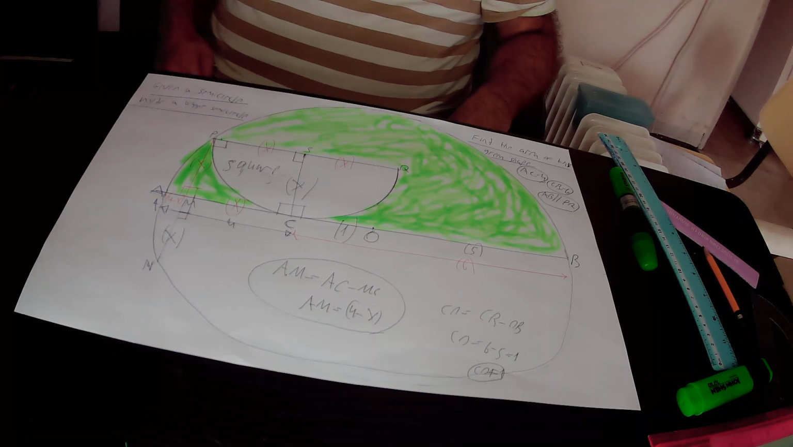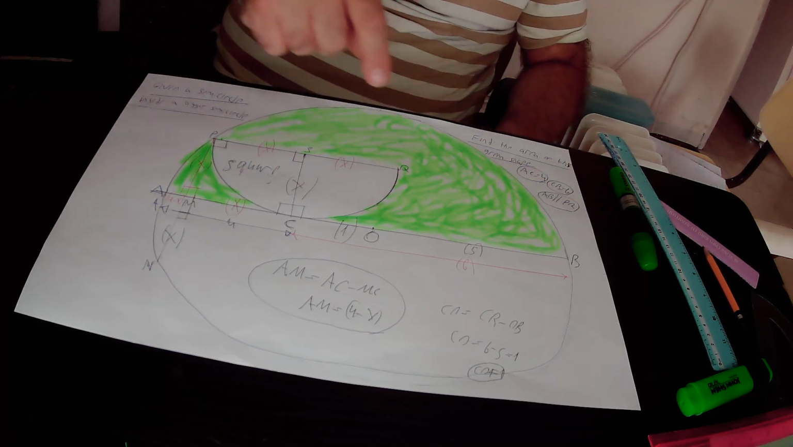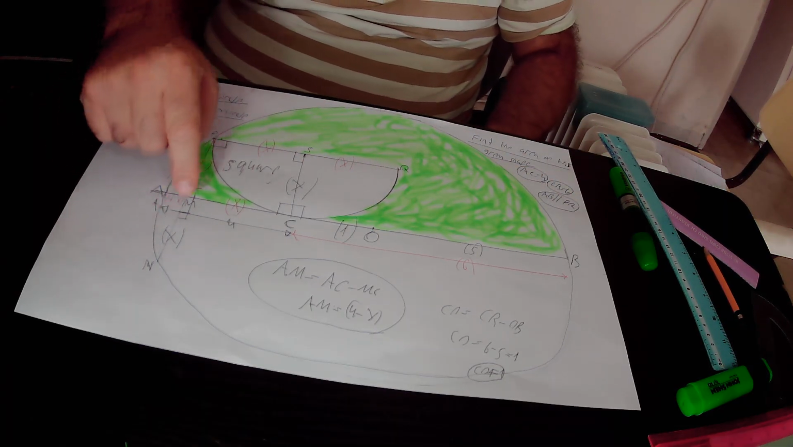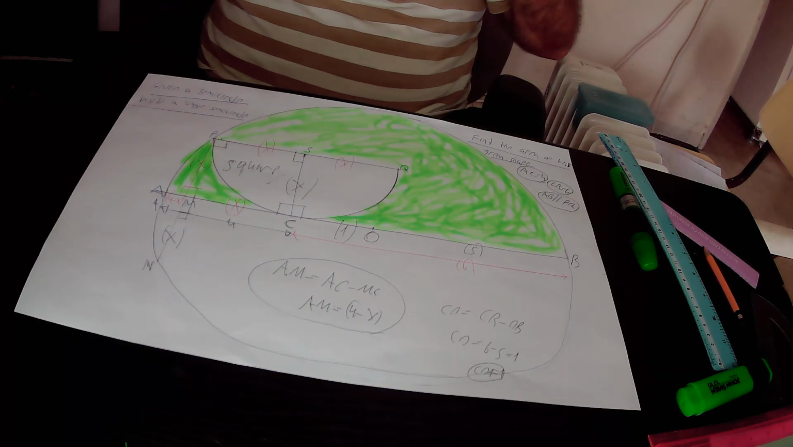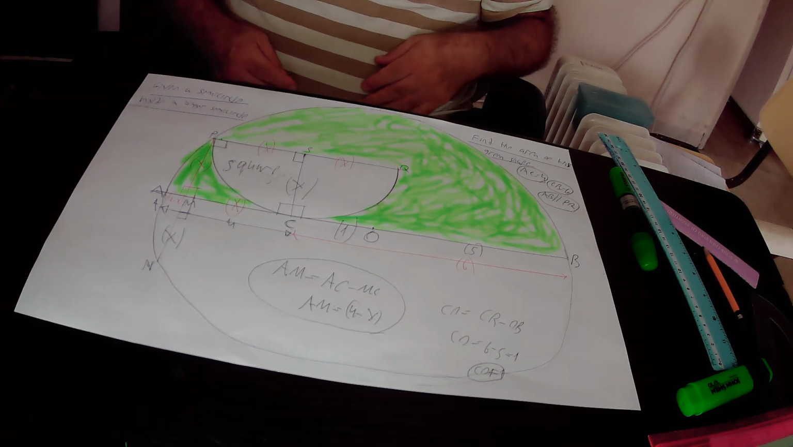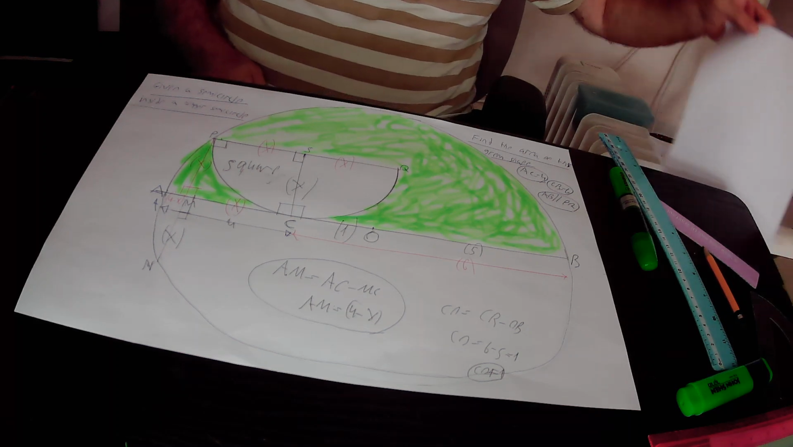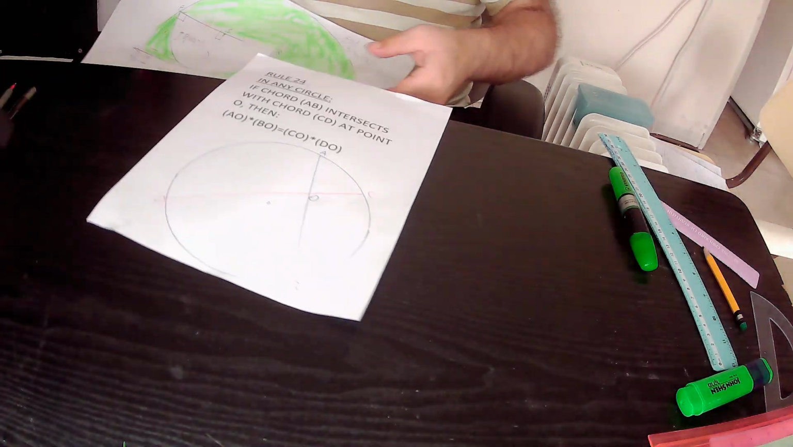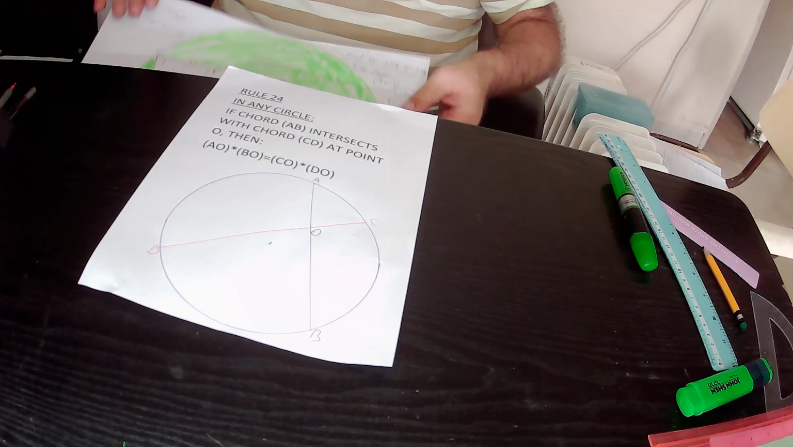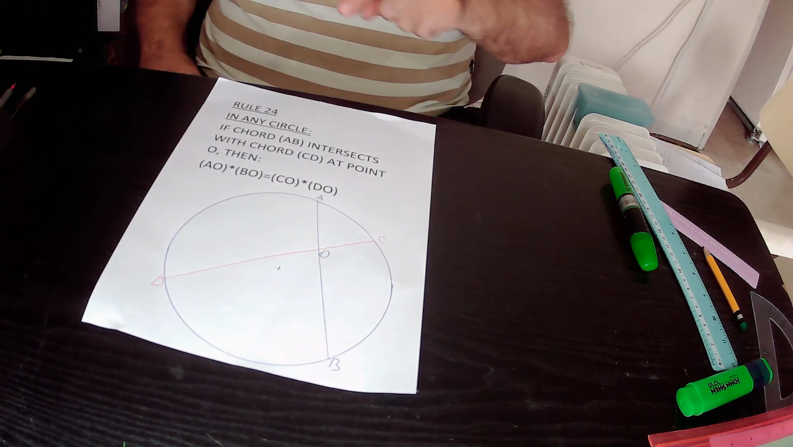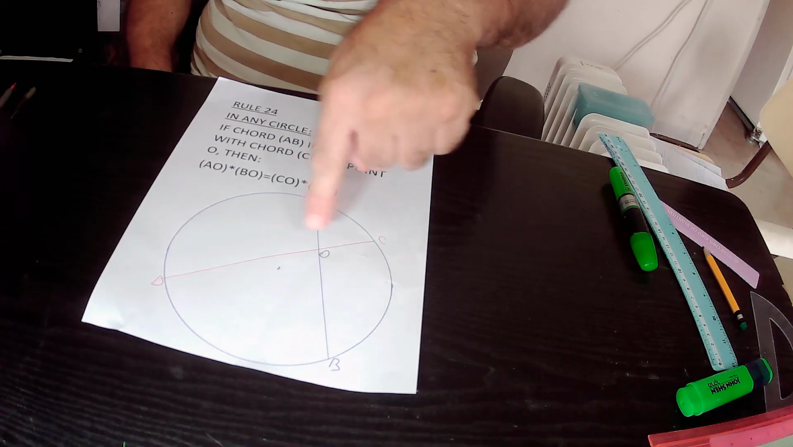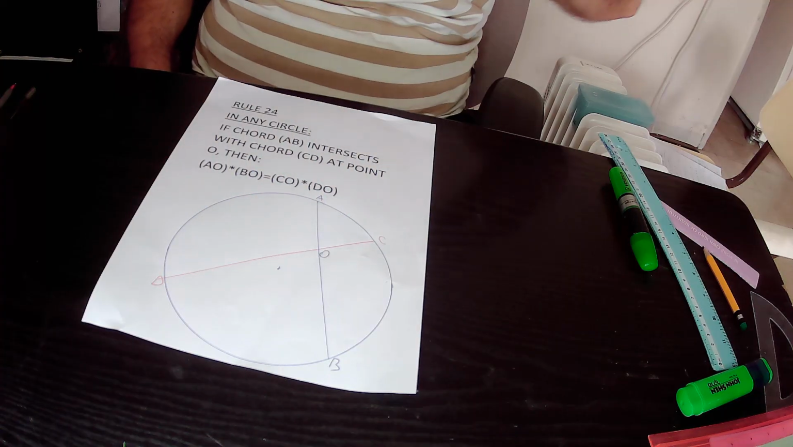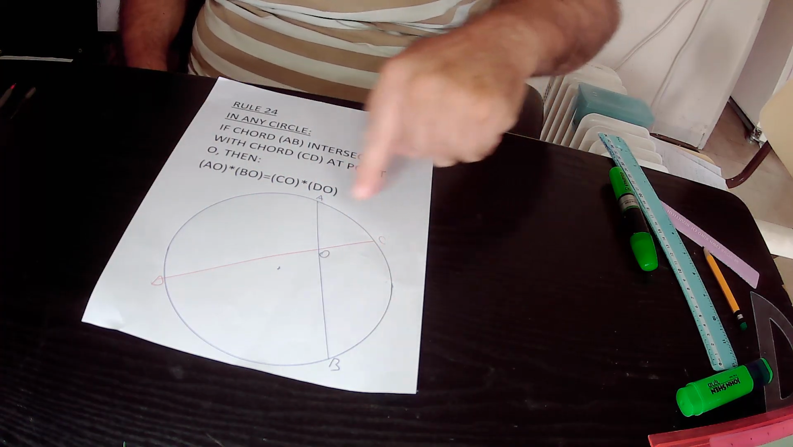So in the drawing we have chord AB that intersects with chord PN at point M. So all the requirements of rule 24 are satisfied, and therefore we can implement here rule 24. On page 20, rule 24 is true in any circle. In any circle, if chord AB intersects with chord CD at point O, then the following equation is true, that AO times OB equals CO times OD.